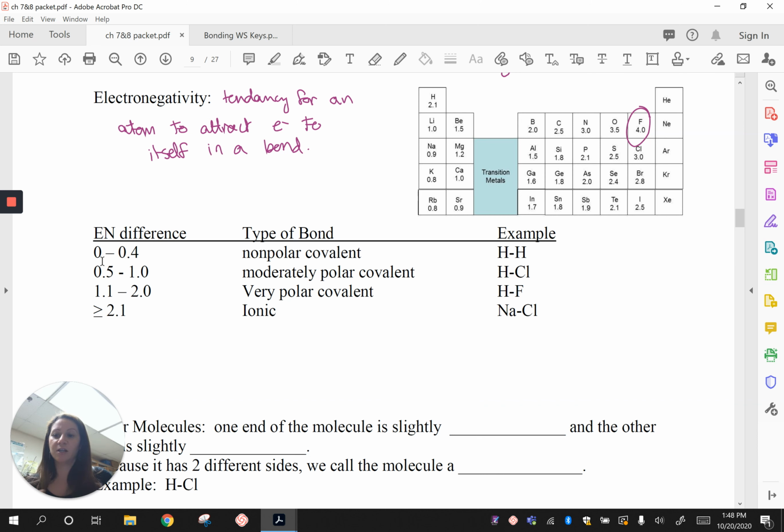If the electronegativity difference between the two atoms is really small, like between 0 and 0.4, like in H-H, obviously if it's the same element, it has the same electronegativity, so there's no difference between them, and so they are going to equally share, and so that would be nonpolar covalent. So this would be equal sharing.